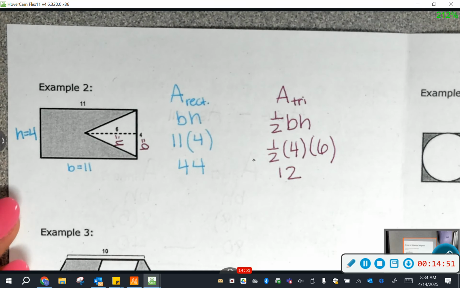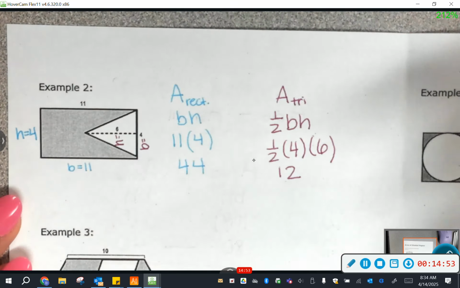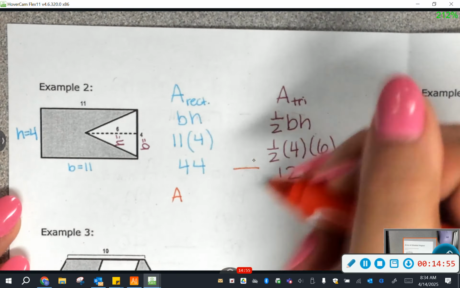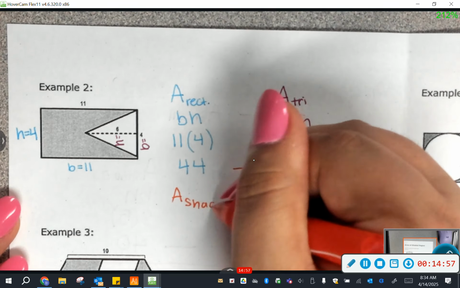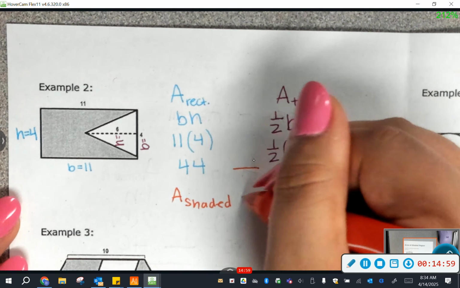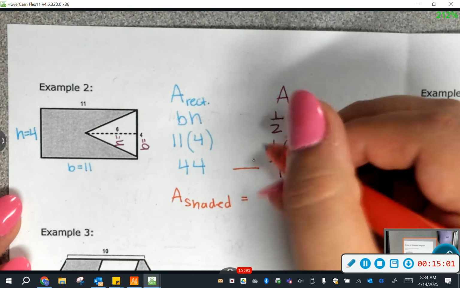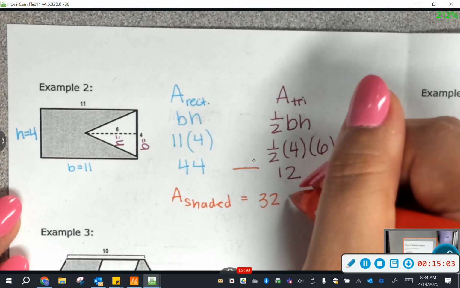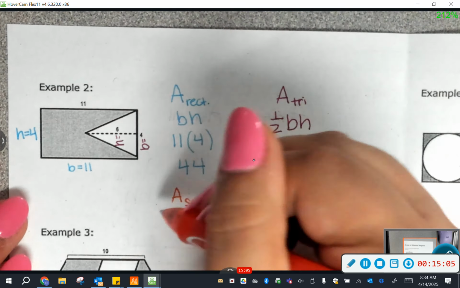And what do I do to find the shaded area here? Subtract. I'm going to subtract these. So the area of the shaded, what's 44 minus 12? 32. And it has no units, so I'm just going to put units squared.